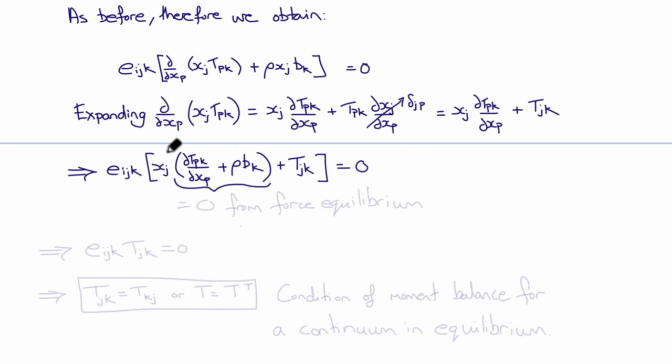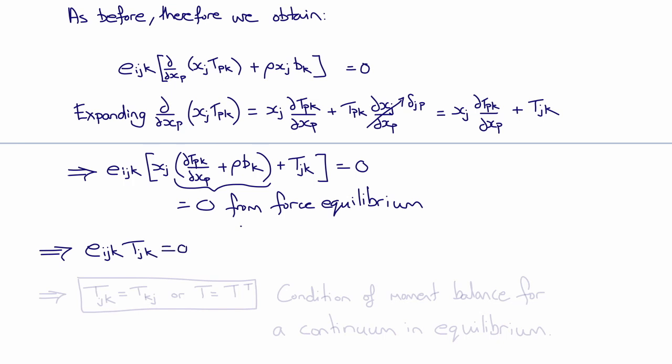Now we'll notice that this part of the expression is actually the equilibrium equations. This is the divergence of the stress plus the body forces. So from the force equilibrium equations that we just derived, this left term is 0, and so we're left with eijk times tjk is equal to 0.